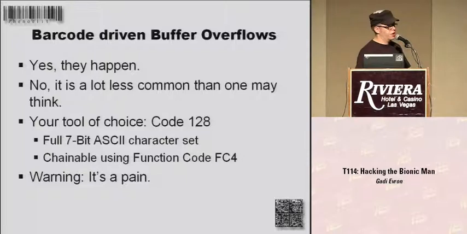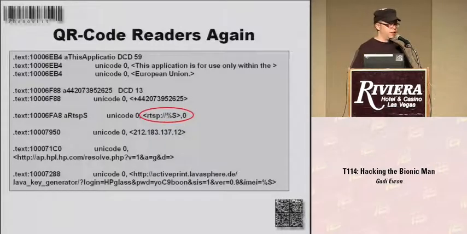But your tool of choice here is Code 128, because it's the full 7-bit ASCII character set, and you can chain them together. You print multiple of them, and they end with the control code FNC4, and that says there's more coming. The barcode reader is actually buffering all the barcodes you're scanning, and then you send the final one and say, go! And then you finally scanned a 1K barcode, which is kind of cool. Really breaks stuff. Warning, I have to warn you, it is a pain to develop shellcode on barcodes. I can tell you from experience.